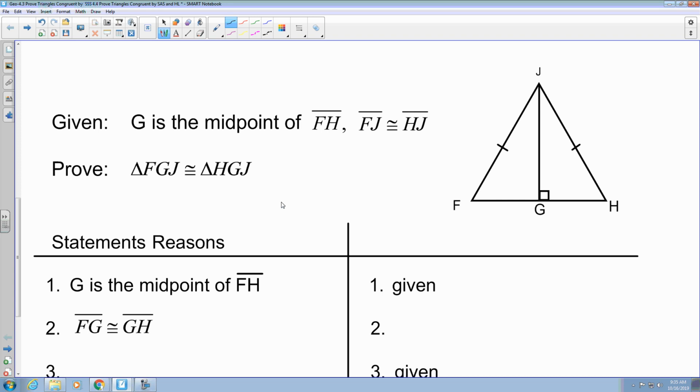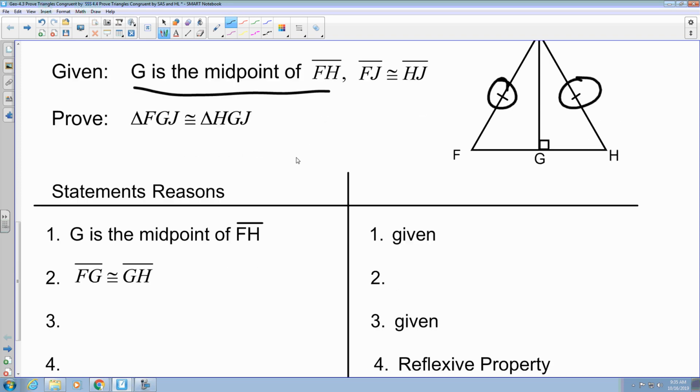So we have a diagram here, and the proof is they want us to prove that triangle FGJ is congruent to triangle HGJ. So we are given two things. We are given that G is a midpoint of FH, and they're telling us that FJ is congruent to HJ, which is illustrated by the hash marks in the diagram.